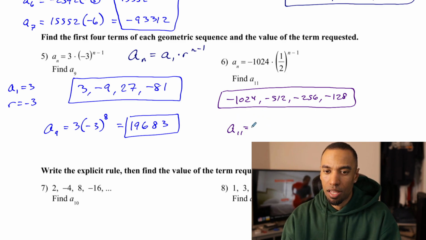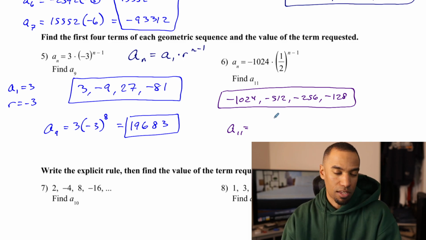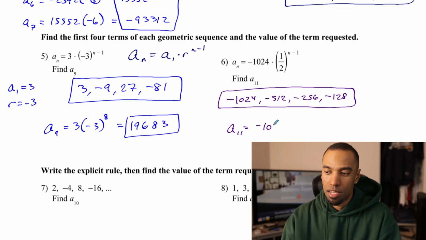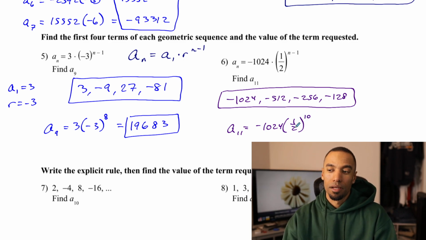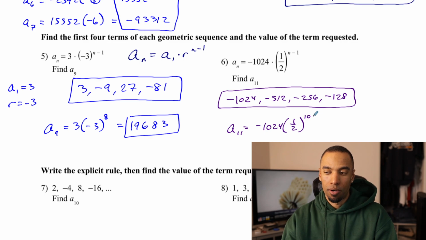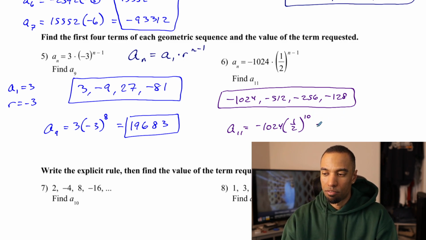I'm going to substitute 11 into the explicit rule. I believe that's the faster approach than going many terms more to do that. And I'm going to let the calculator assist me. Actually, I know 1/2 to the 10th power. I know 2 to the 10th power is 1,024. Oh, that number is 1,024.